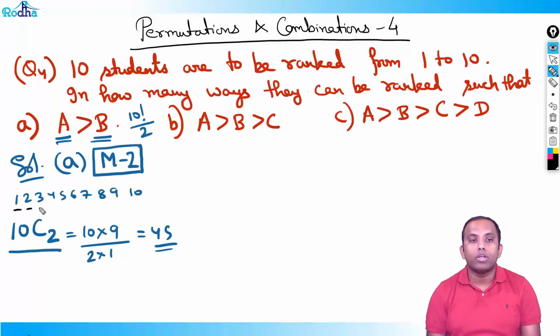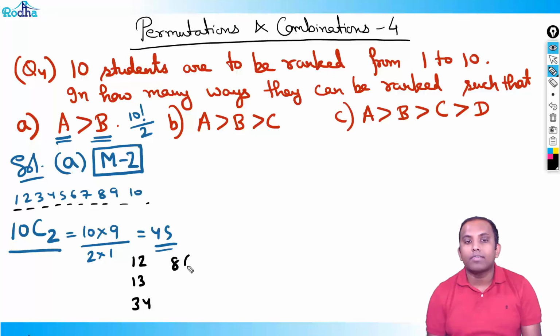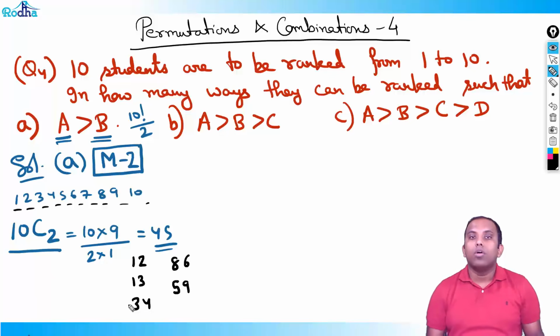So there are 10 things: 1, 2, 3, 4, 5, 6, 7, 8, 9, 10. What does this 45 mean? It means there are 45 such groups, like ranks 1 and 2, ranks 1 and 3, ranks 3 and 4, ranks 8 and 6, ranks 5 and 9. Orders like 1 and 2 and 2 and 1 will be counted as only 1.